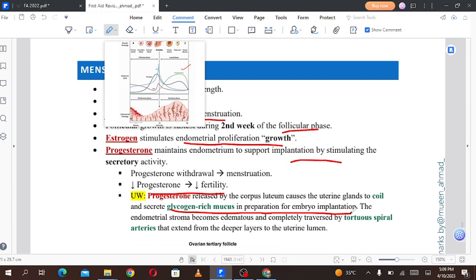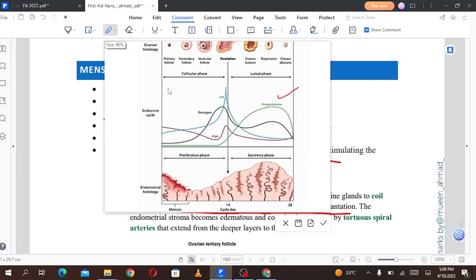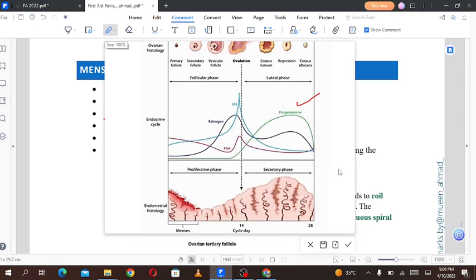They will ask you what is the phase of the menstrual cycle right now. So you have to tell them it is the luteal phase of the ovarian cycle and the secretory phase of the menstrual or endometrial cycle. Another thing that they may ask you is which hormone will be elevated, and that is progesterone.